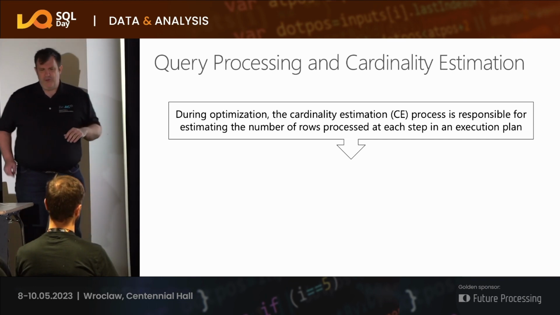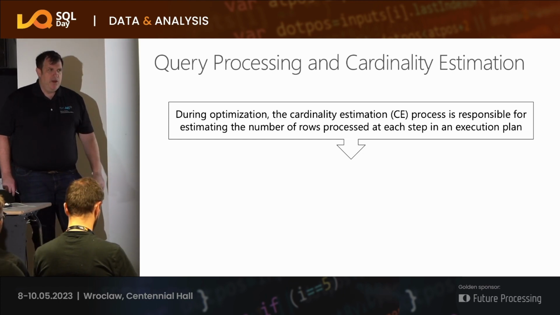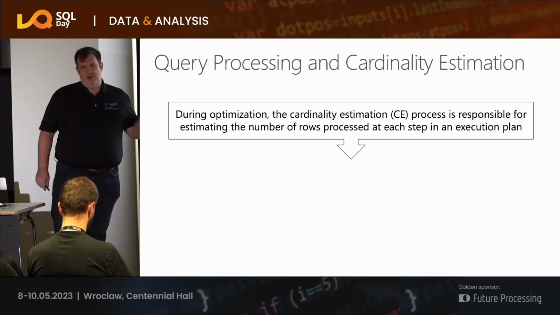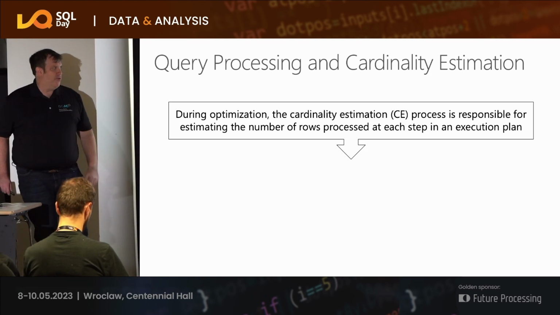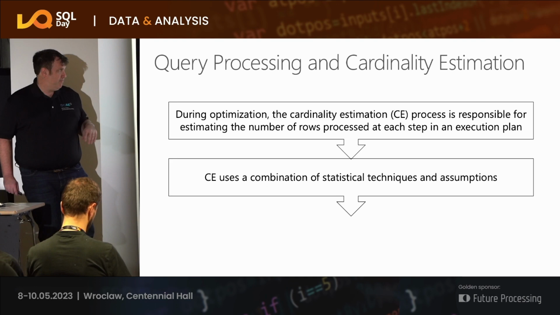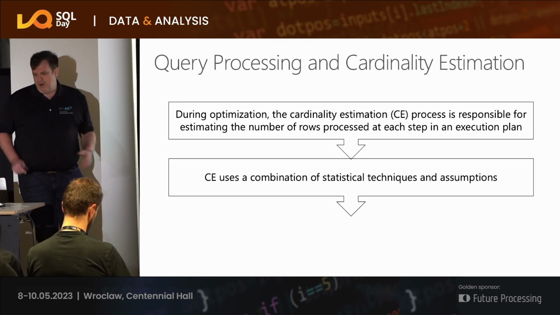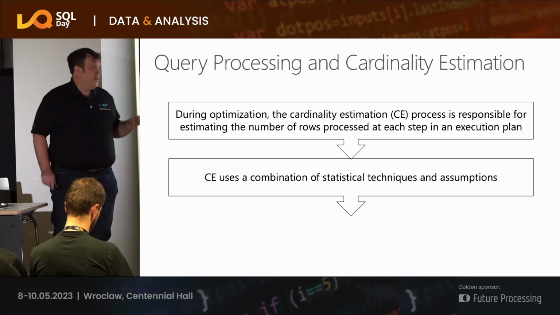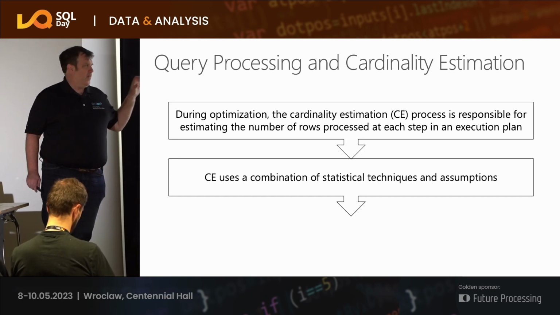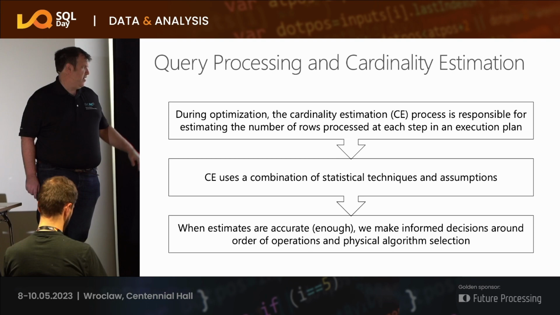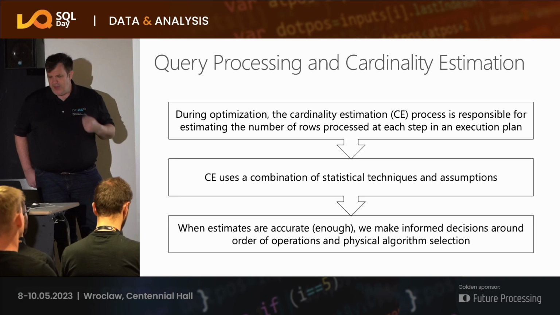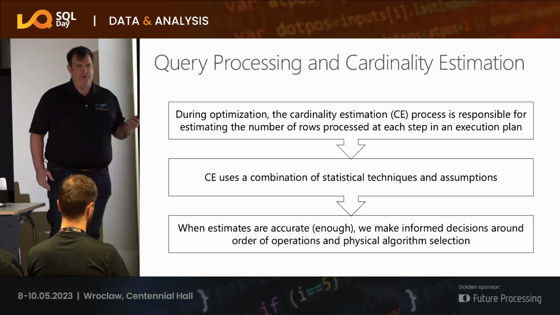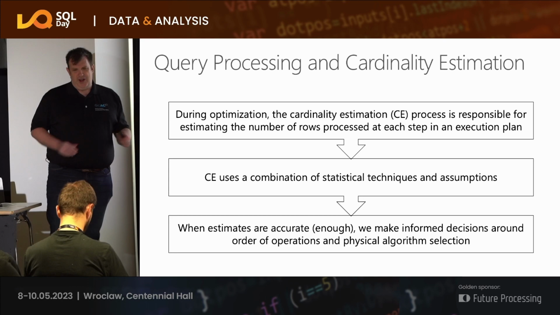So what you can do prior to 2016 is enable a trace flag. That trace flag number is 2371, and that will change the scale of how SQL Server makes estimations. That behavior is built into the database engine on all versions 2016 and newer. So the cardinality estimator makes a number of assumptions, and then it looks at the statistical techniques, and that's how it starts to build the process of building a plan. When those estimates are accurate enough, the engine's going to make informed decisions because it knows what the data is. It knows what the distribution of the data is.